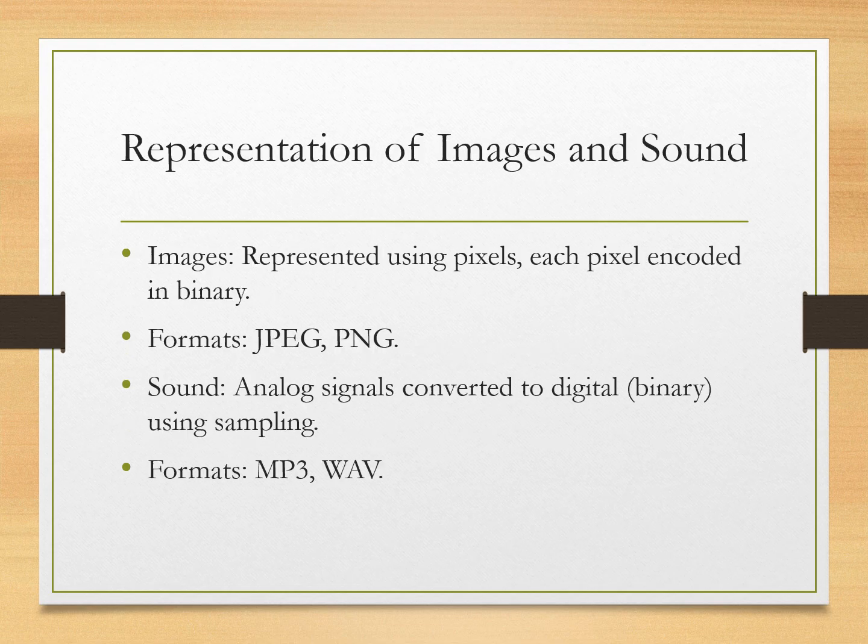Let's talk about how image and sound are represented in a computer system. Images are made up of tiny dots called pixels. Each pixel has color information that is stored in binary, and common image formats include JPEG and PNG. For sound, analog audio signals like a voice are converted into digital form through a process called sampling, which captures sound at regular intervals. This binary data is saved in formats like MP3 or WMA, WAV.